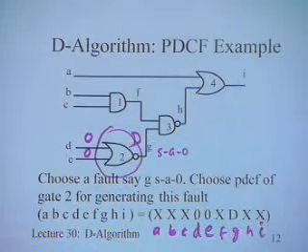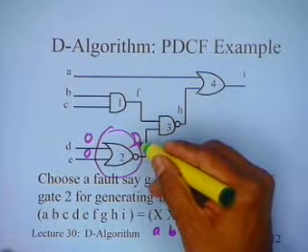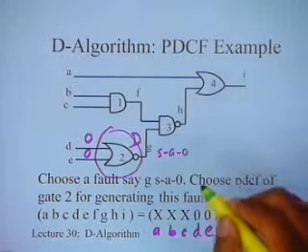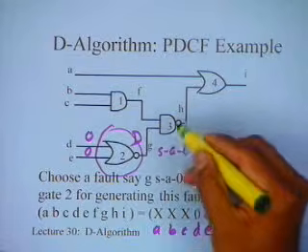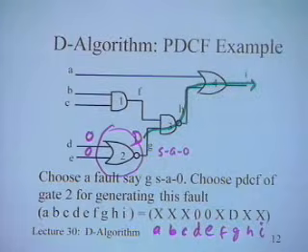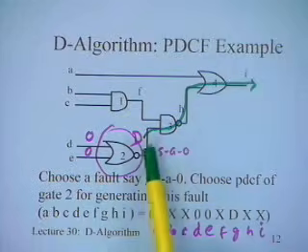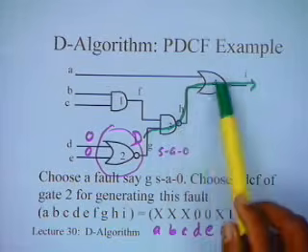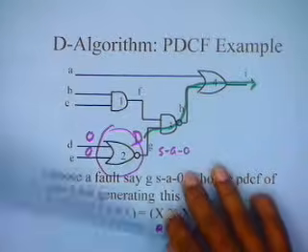So that is the first stage. Now I have to do the D drive. To do the D drive, I am going to take this D to the output. I have to choose an output. In this case I have no choice, I is the only output, and I have to choose a path. In this case there is also no choice in the path. So I will drive this like this. If I am going to drive this D to the output, I have to propagate this fault through gate 3 as well as gate 4, and for propagating the fault I have to choose the PDC, the propagation D cube, for each one of them.